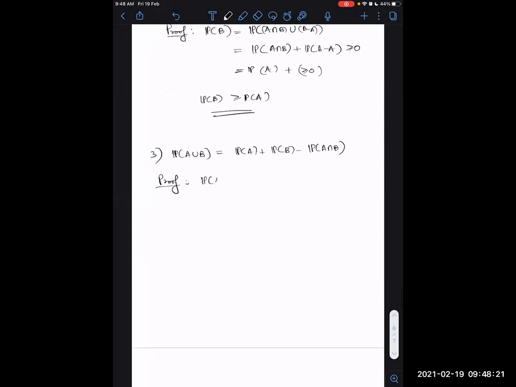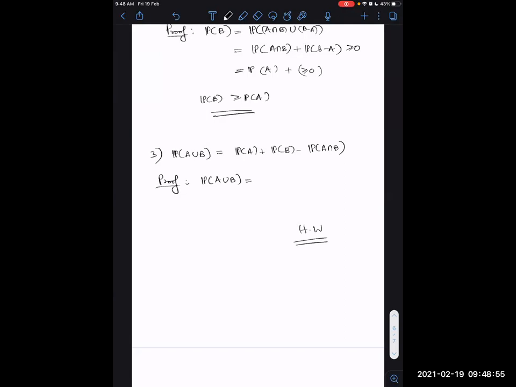So the proof is similar to the one above. You basically have to split A union B into A, B, and something else. So should I leave it as an exercise? Okay, I'll leave this one as an exercise. This can be a homework.